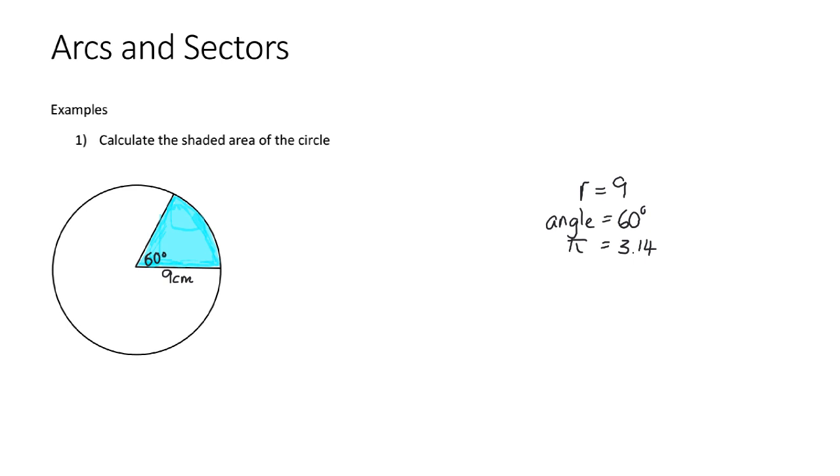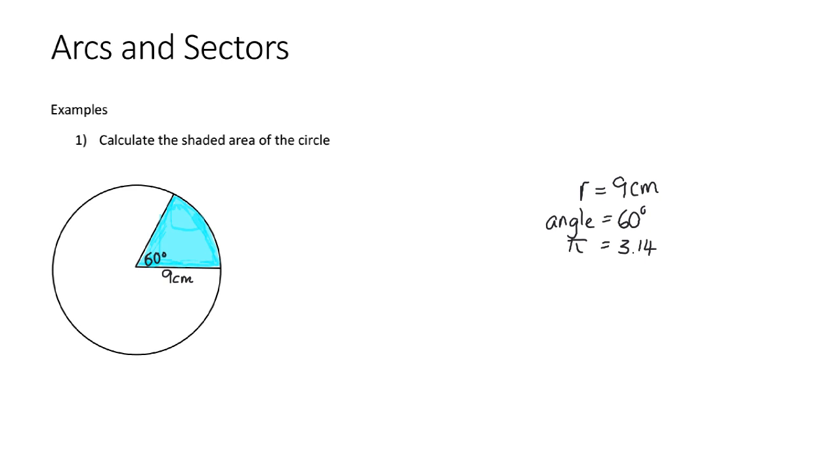So the radius is 9 centimetres. Our angle for our sector is 60 degrees. And as always, pi is equal to 3.14. Much the same process as with the arc length.